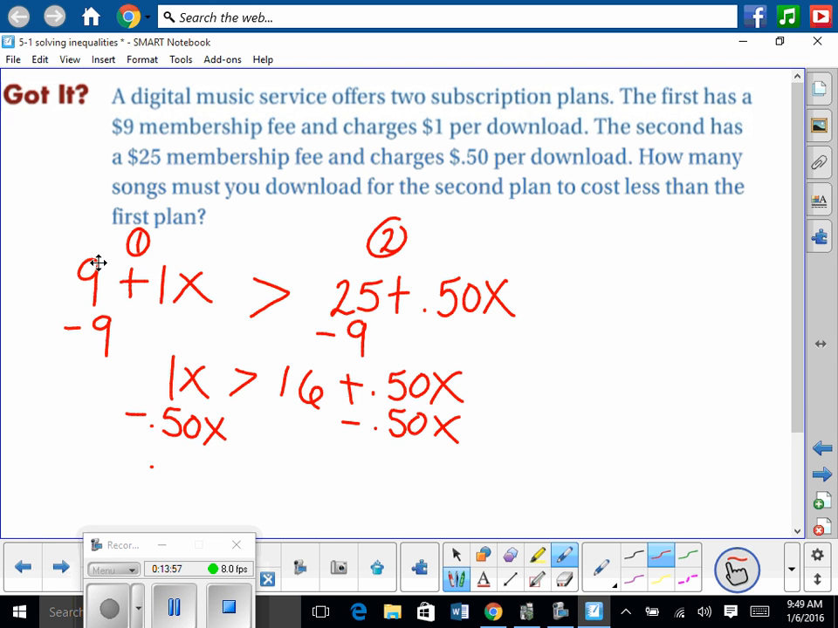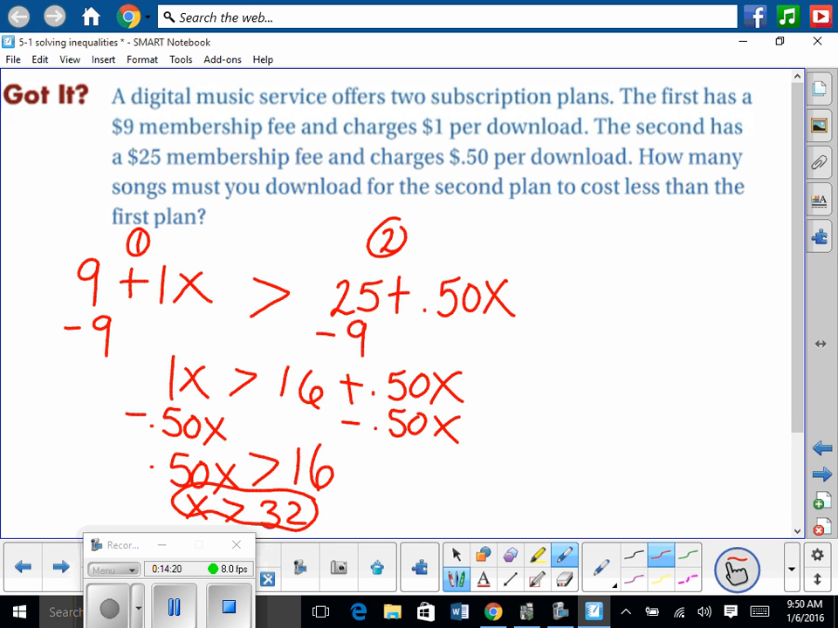So that's going to be 0.50x is greater than 16, right? So we'll take 16 divided by 0.50. So x is greater than 32 downloads. It will take 32 downloads to actually have this second plan cost us less.